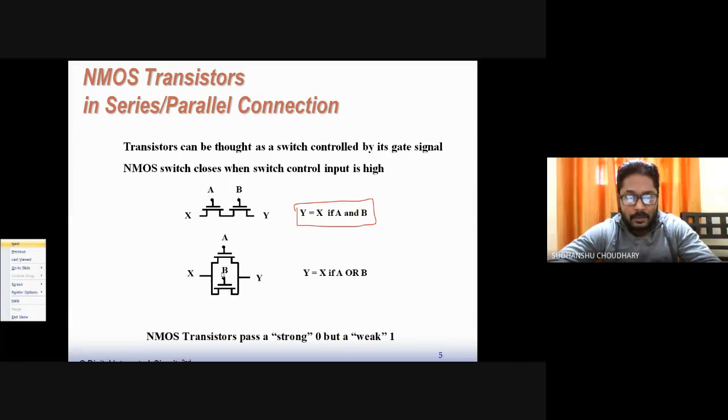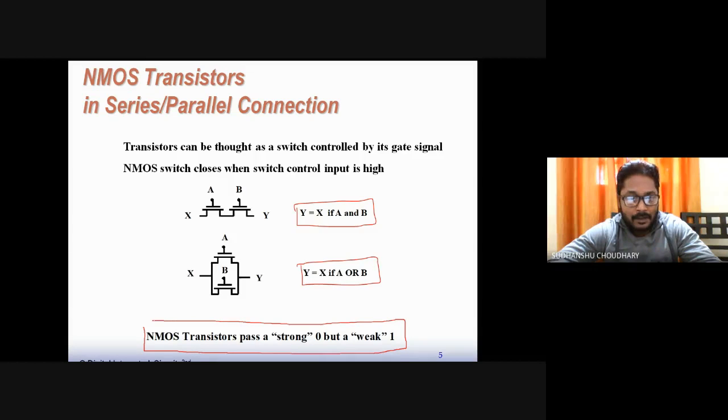Similarly, if the NMOSes are connected in parallel, this actually implements an OR gate. The output will be equal to X if any of these two inputs, A or B, is high. Right? And we also discussed some time back that NMOS transistors pass a strong 0 but a weak 1. We are not going into this once again, but we had discussed how it can pass a strong 0 and a weak 1.